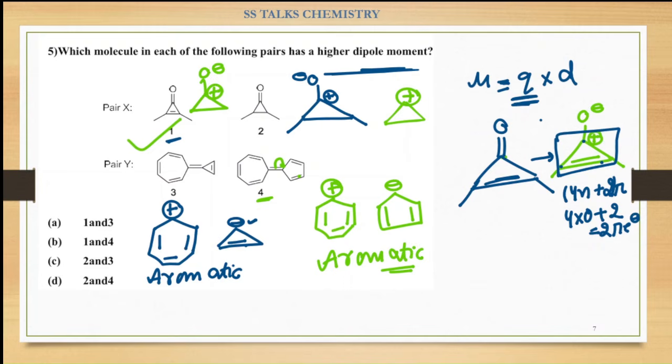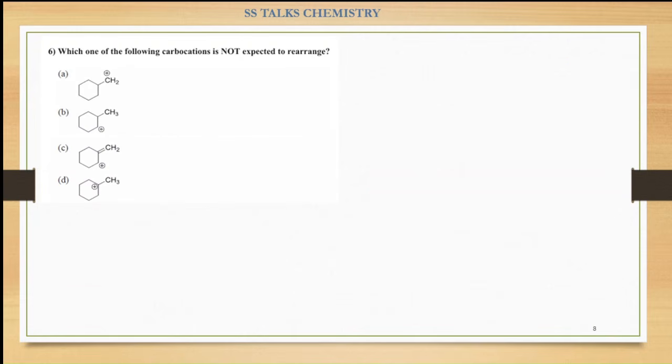Okay, so that means our correct option will be 1 and the fourth one. So option B becomes your correct answer. I hope this one is clear to you. Now let us move on to the next question that we have, this one.